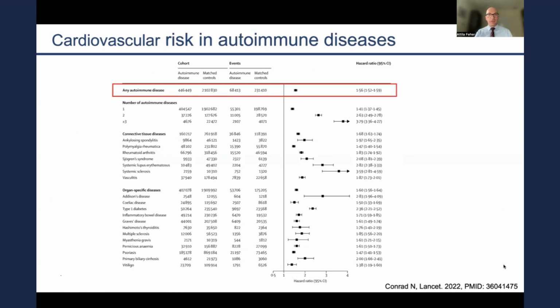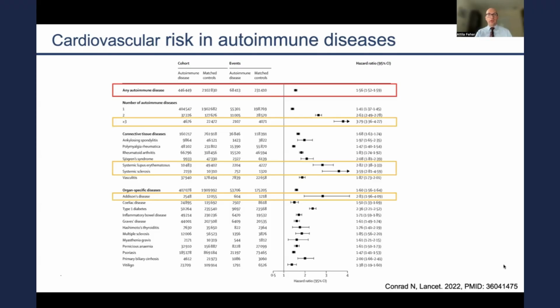Many of you will be familiar with this paper. This is a UK based study looking at patients. It's a retrospective cohort study looking at 446,000 patients with autoimmune disease, and they matched them with controls. This paper nicely demonstrated that any kind of autoimmune disease is associated with cardiovascular risk. However, those with lupus, systemic sclerosis, Addison's disease, and particularly those who have three or more autoimmune diseases are at the highest risk for cardiovascular disease.